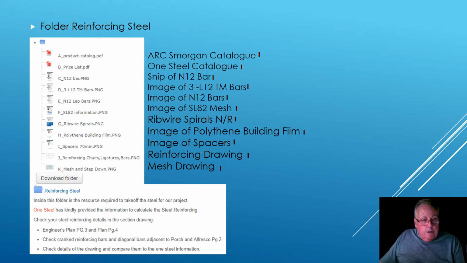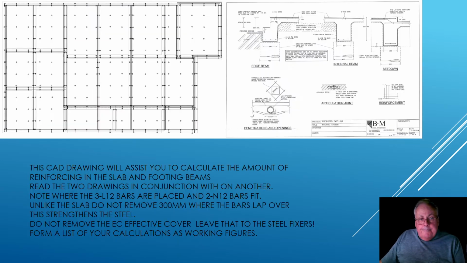Okay, inside the other key 2 plans that we need to have are the engineer's plans, pages 3 and 4. And also on page 2, there is actually a cranked reinforcing bars and diagonal bars adjacent to the porch and the alfresco. So you need to actually check your drawings, and any estimator has to do that. Okay, next slide. All right, these are the 2 drawings that will help you mainly.